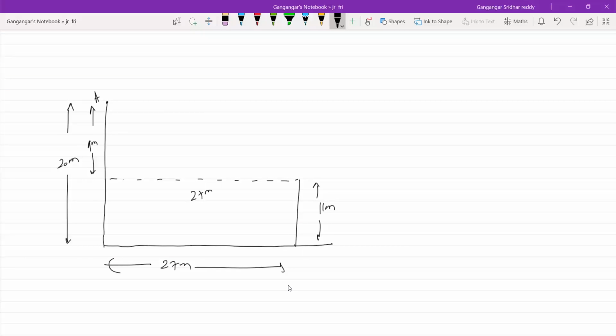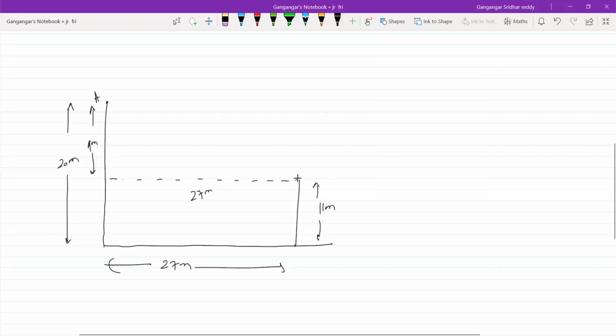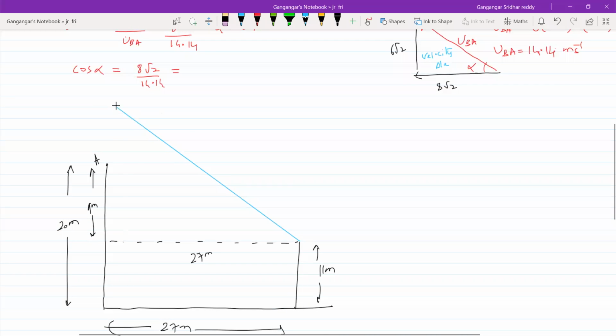So where will that line come if I draw it? I'm not sure. Somewhere I feel like there's a thing. So now what will happen? What you have to call this as UBA, no? You call this UBA. Forget about the moving of stone A. What is the state of stone A? It is at rest.